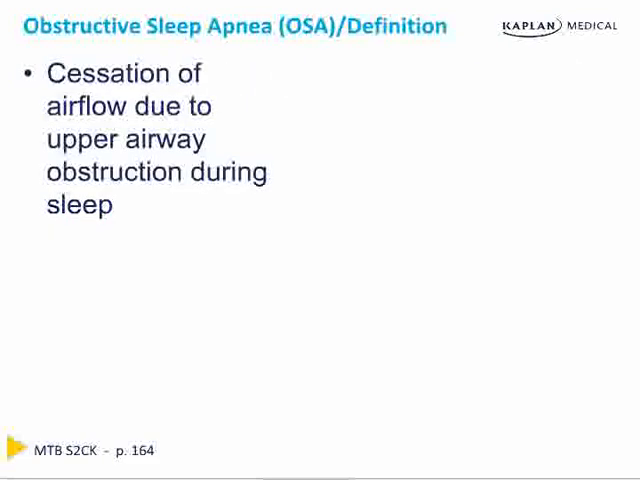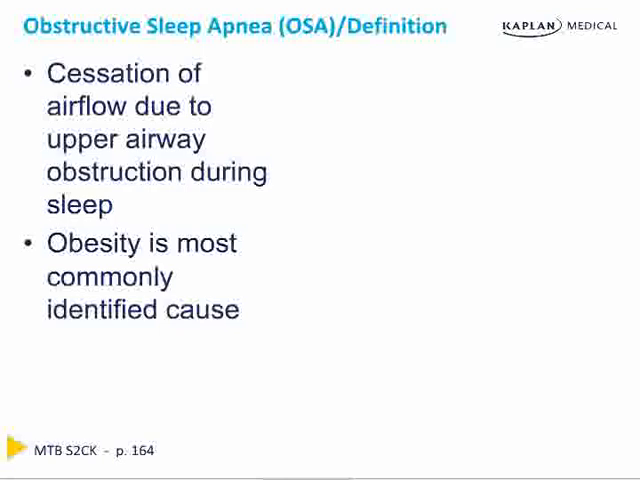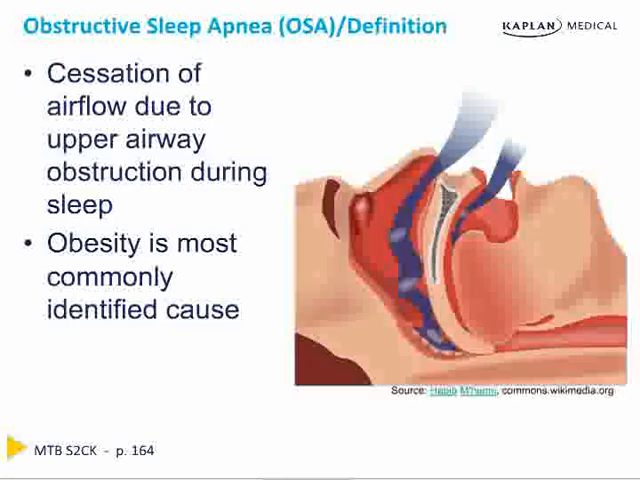At this point, let's shift gears and discuss obstructive sleep apnea, which is actually a quite common cause of pulmonary hypertension. Obstructive sleep apnea is defined as cessation of airflow due to upper airway obstruction during sleep. The most commonly identified cause is obesity. As you can see, if the patient has a lot of upper airway obstruction, air is unable to get through down into the trachea while the patient is in a supine position.